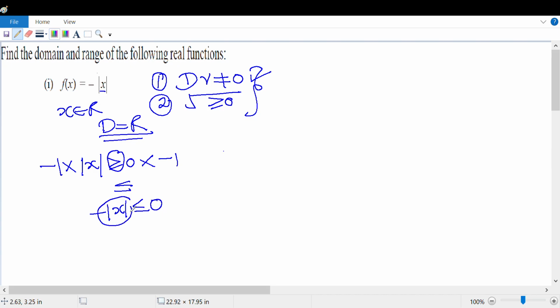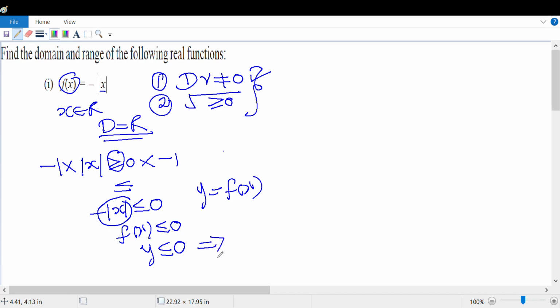And this is nothing but f of x. So f of x is less than or equal to 0. We know y is equal to f of x, so y is less than or equal to 0, which we can write in interval form as minus infinity to 0, closed. So the domain is the set of all real numbers and the range is minus infinity comma 0, closed.